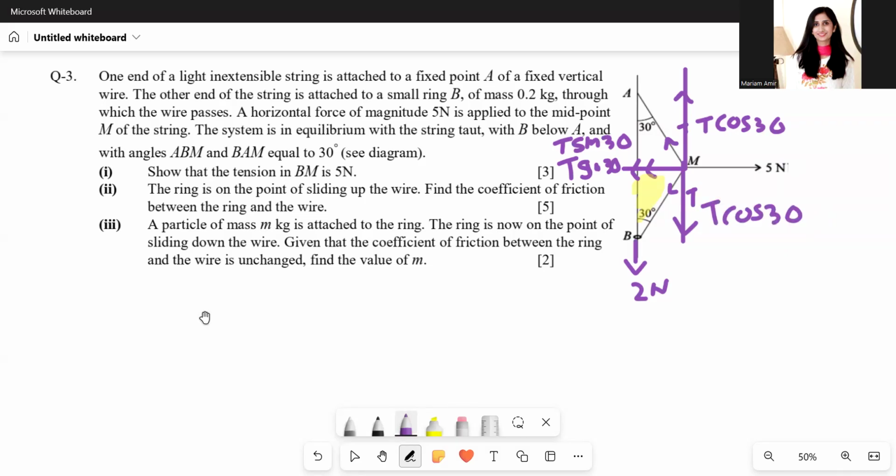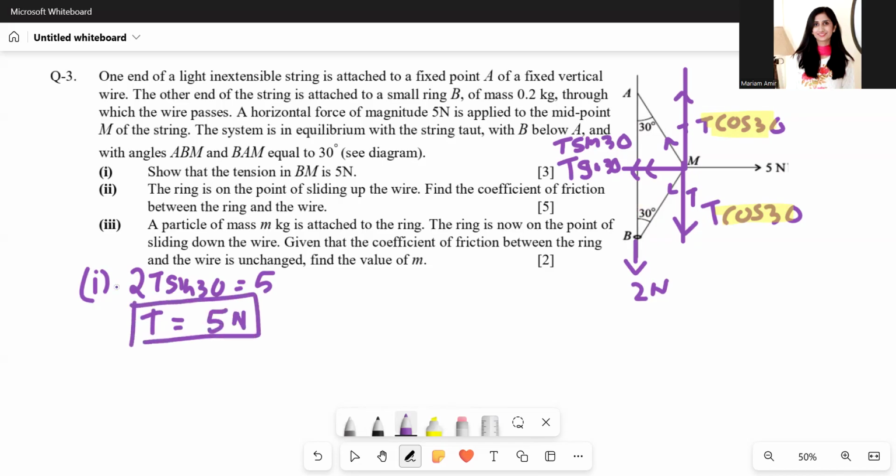I think these are all the forces on M. Now equate the up force to the down force. It just cancels out. T cos theta equals T cos theta. We're not getting anything from here. Now let's equate the left forces and the right forces. So we have 2T sine 30 equals 5. And when you divide 5 by 2 sine 30, you should get 5 newtons. So we've shown that the tension in the string is 5 newtons.